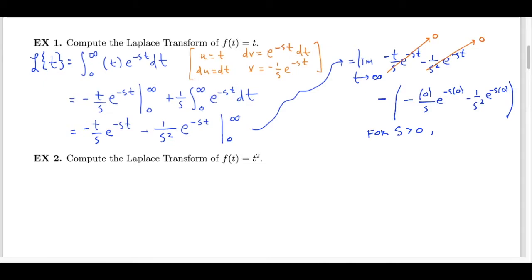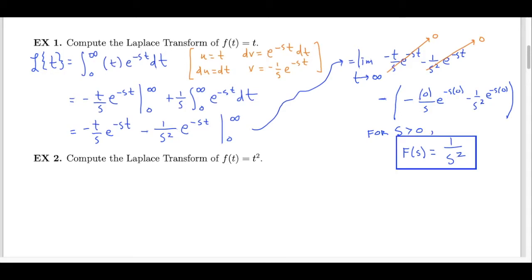So if those two terms go to 0, then if I look at these terms here, this term is 0 times something, so that'll go to 0. So then all I'm left with is this term here. There's a negative outside this parenthesis multiplied by that negative. So my final answer looks like it'll be 1 over s squared. The Laplace transform will be 1 over s squared.